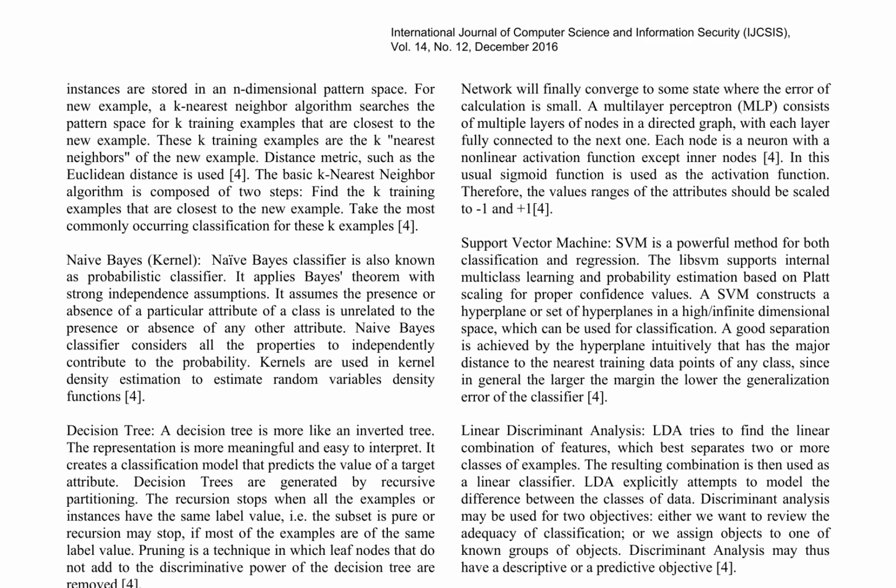This section of the research paper discusses various machine learning algorithms used for classification, including k-nearest neighbors, naive Bayes, decision trees, neural networks, support vector machines, and linear discriminant analysis. The k-nearest neighbors algorithm searches for the k-training examples closest to a new instance in an n-dimensional pattern space, using a distance metric such as Euclidean distance. The classification is then determined by the most commonly occurring classification among these k examples.